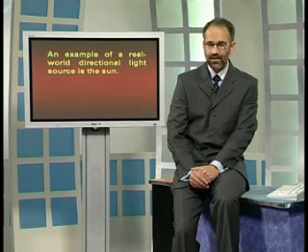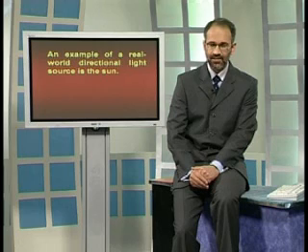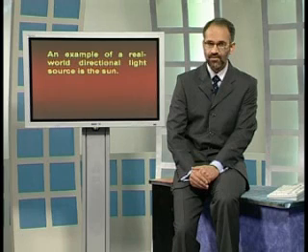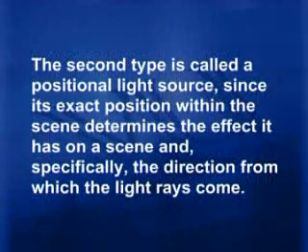Particularly these directional light sources, as opposed to positional, are easy to deal with because their impact over the whole scene, all the objects in the scene, is kind of similar. But whenever we talk about such a light source which is part of the scene, a positional light source, that of course is going to have different impact on different parts of the scene. The second type is called a positional light source, since its exact position within the scene determines the effect it is going to have on a scene, and specifically the direction from which the light rays come, because that is going to be important.